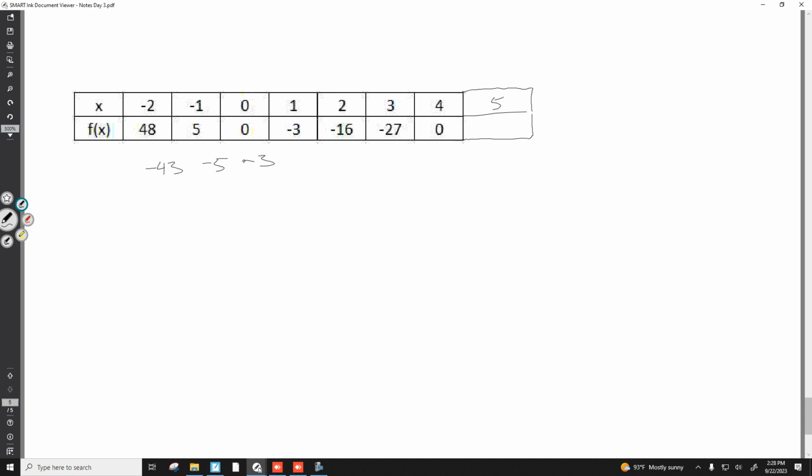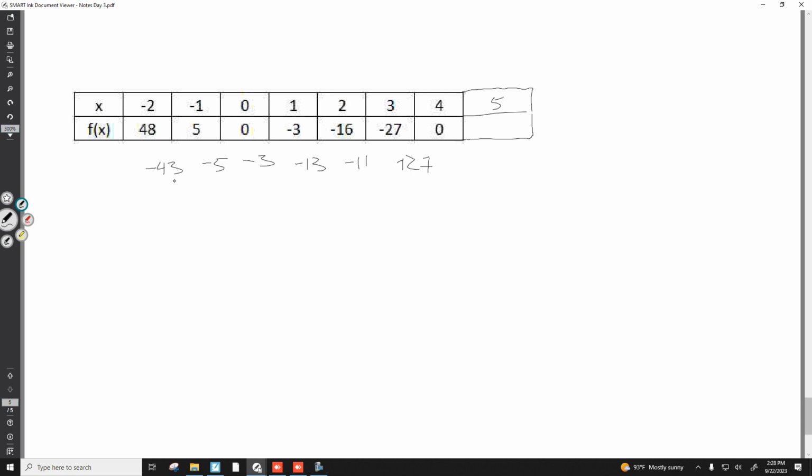29? No, a lot more than that. You guys are giving up too early. Is it 125? Why are you stopping here? You have to keep going. Are your first differences constant? No. Keep going.